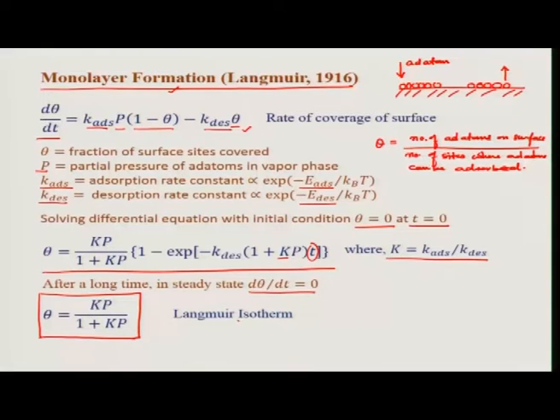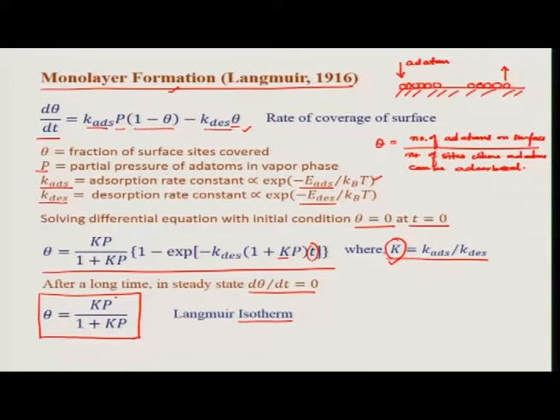These are called isotherms because they are for a fixed temperature, because if you change the temperature your K will change. So, these are drawn for a fixed temperature. By fixing temperature you fix K. So, then theta will depend on the partial pressure.